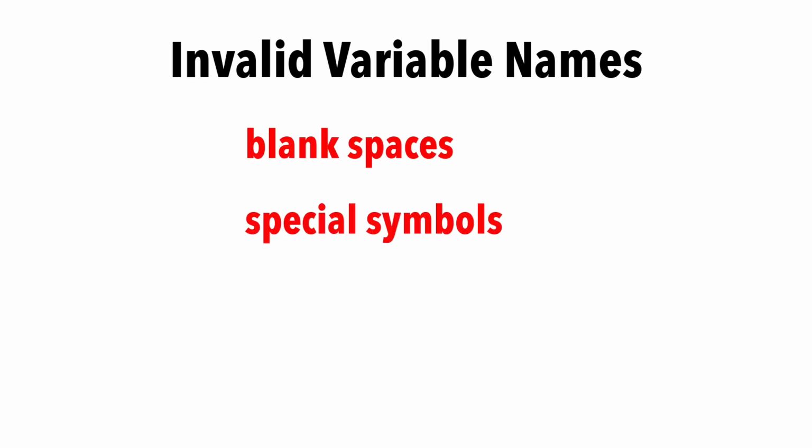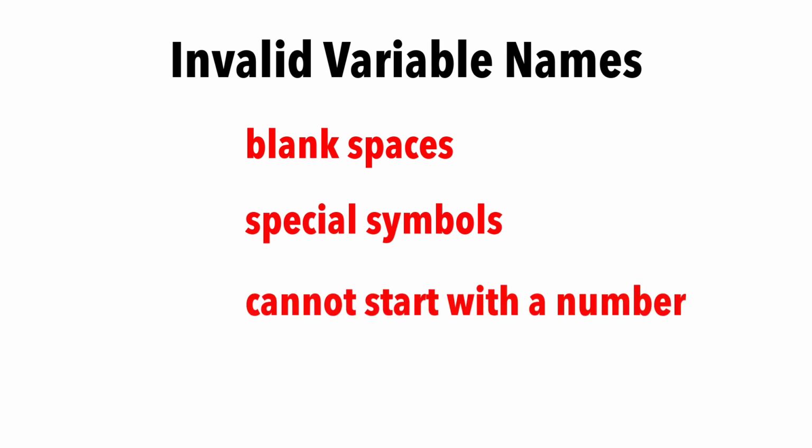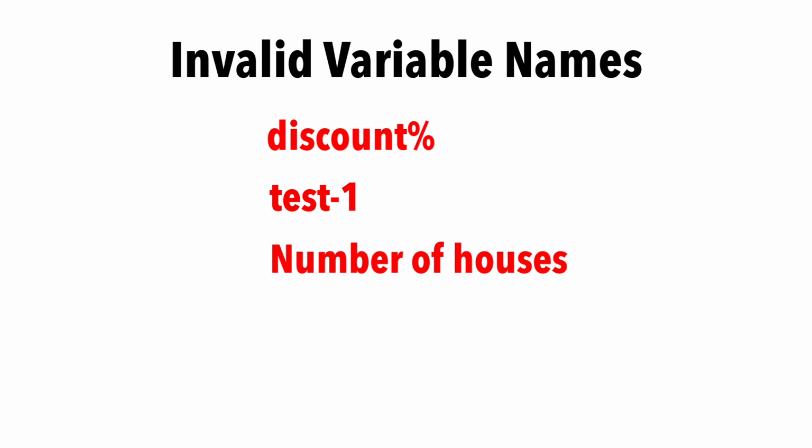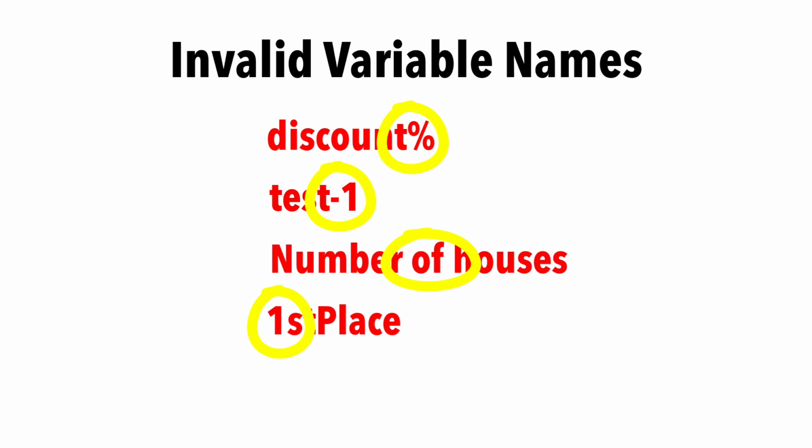In most programming languages, blank spaces and special symbols other than the underscore cannot appear in variable names. Also, variable names cannot start with a number. So names like discount percent, test-1, number of houses, and 1st_place are not valid variable names. Discount percent and test-1 contain illegal special characters. Number of houses contains blanks, and 1st_place starts with a number.